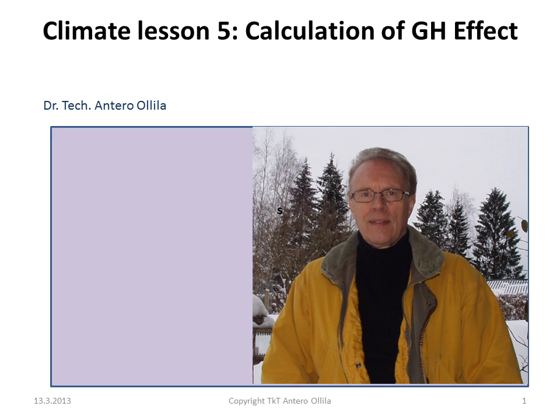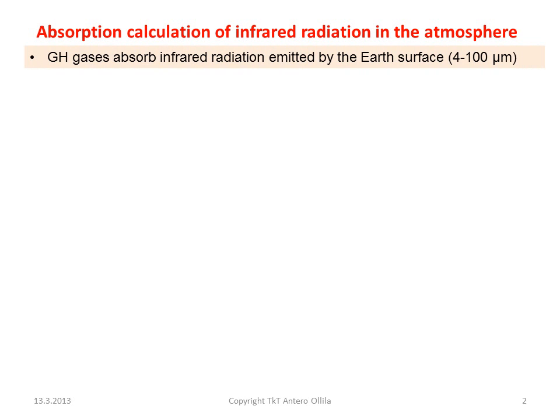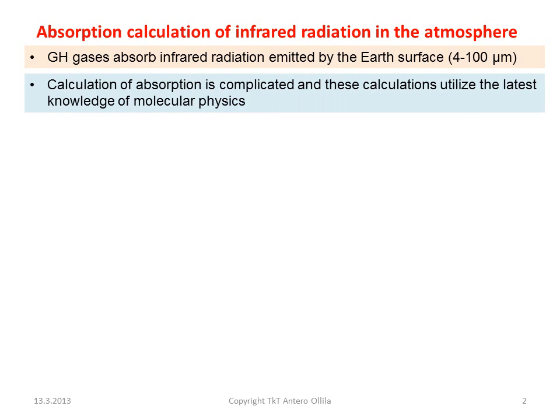This is climate lesson number 5, calculation of greenhouse effect. The greenhouse effect is based on the absorption of infrared radiation in the atmosphere. And as we learned, the Earth radiates infrared radiation starting from 4 micrometers up to 100 micrometers. And greenhouse gases can absorb this radiation over the whole range.